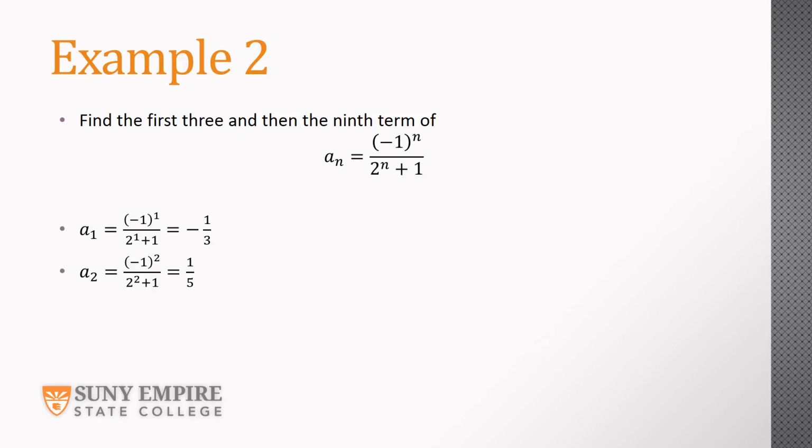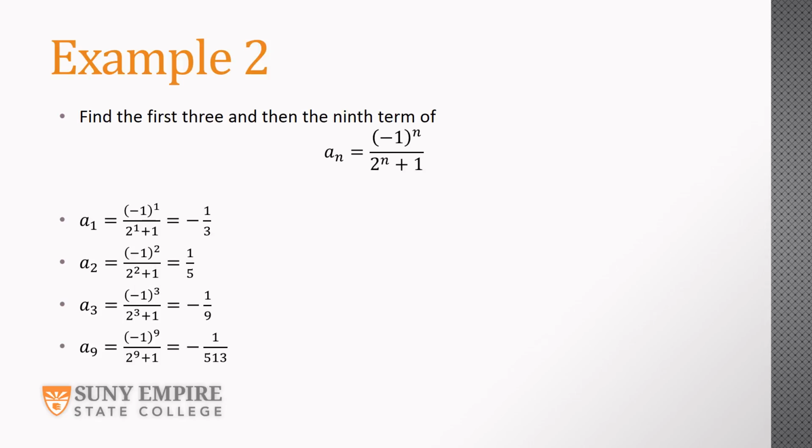For a sub 2, we have negative 1 squared divided by the quantity 2 squared plus 1. Negative 1 squared is 1, 2 squared is 4. Simplifying, a sub 2 is 1/5. Looking for a sub 3, we take negative 1 raised to the third power divided by the quantity 2 to the third plus 1. Negative 1 to the third is negative 1. 2 to the third is 8. Finishing, a sub 3 is negative 1/9.